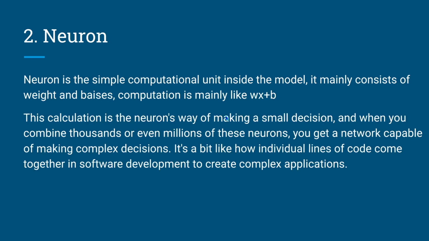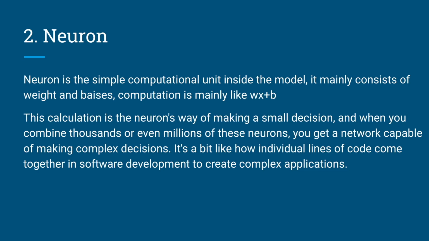Neuron. Neuron is the simple computational unit inside the model. It mainly consists of weights and bias. Computation is mainly like Wx plus b. This calculation is the neuron's way of making a small decision.